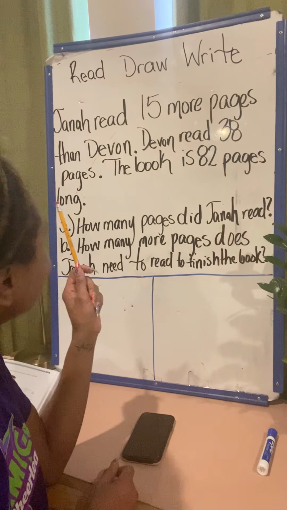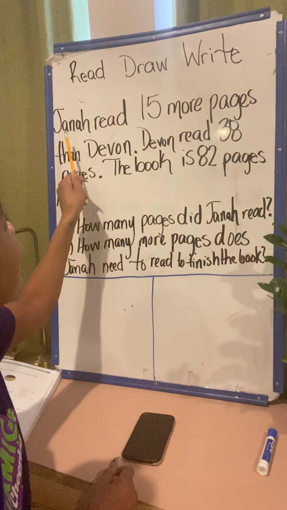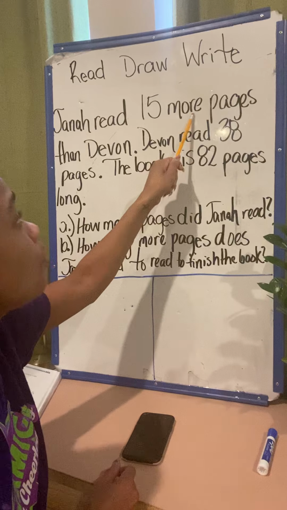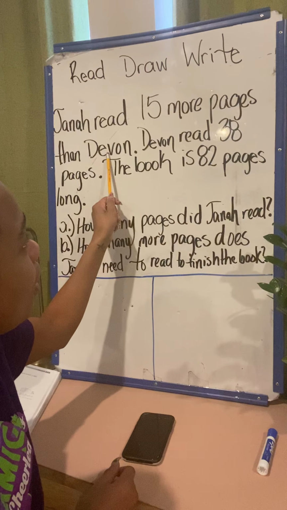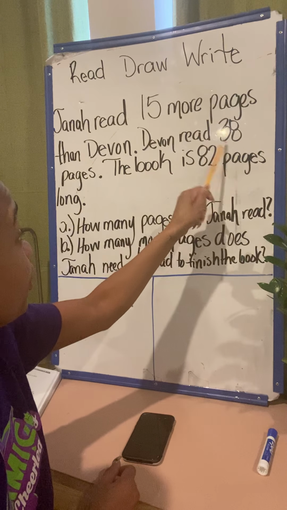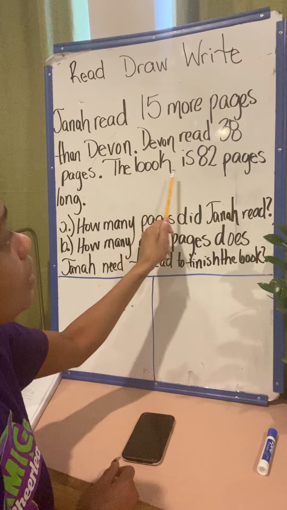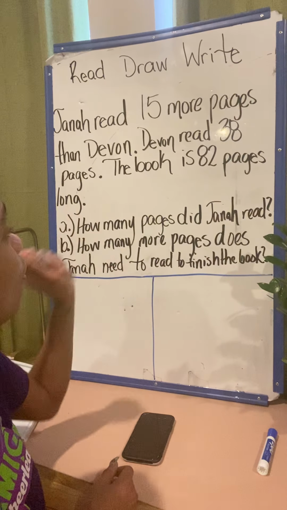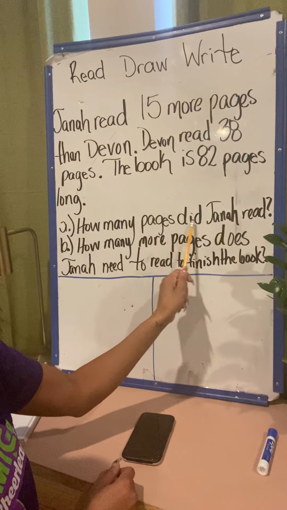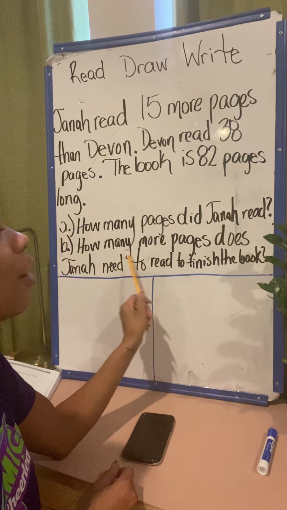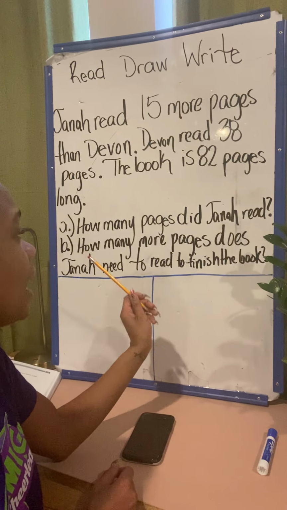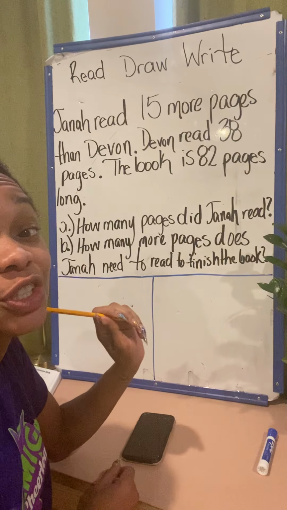All right, so we're going to start by reading today's problem. Janaya, hey Janaya. This problem is about you and Devon. Janaya read 15 more pages than Devon. Devon read 38 pages. The book is 82 pages long. How many pages did Janaya read? How many more pages does Janaya need to read to finish the book?